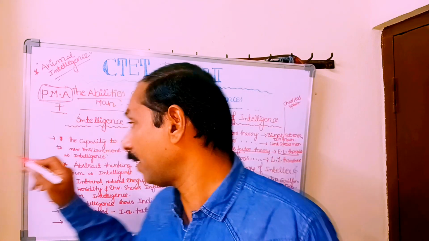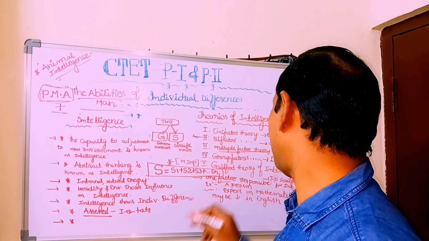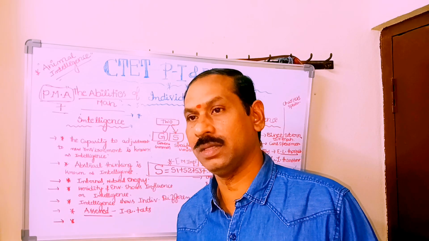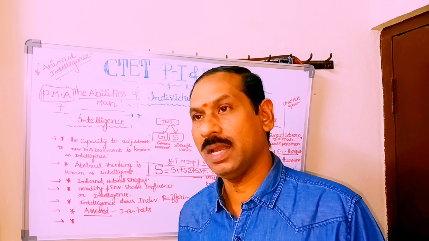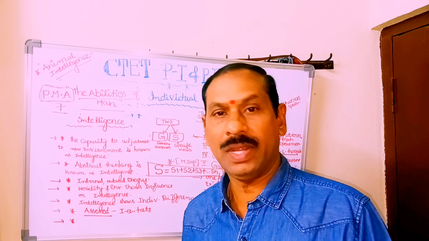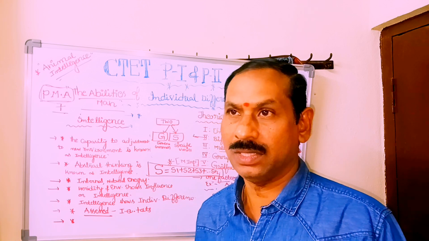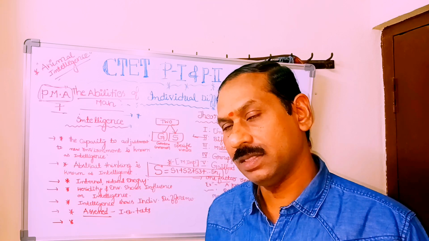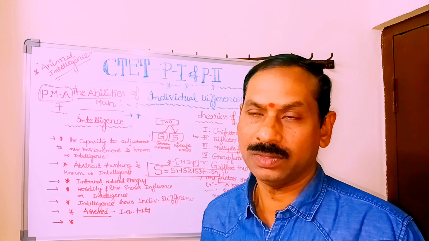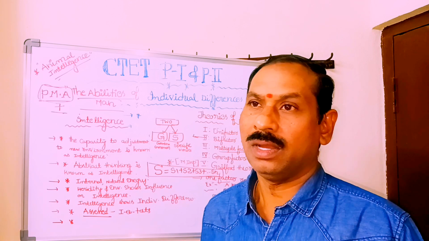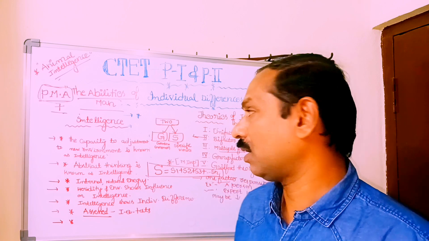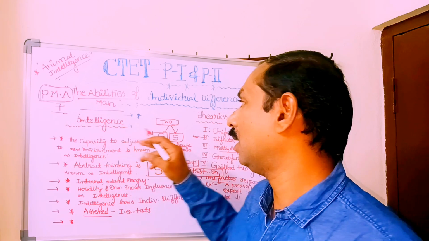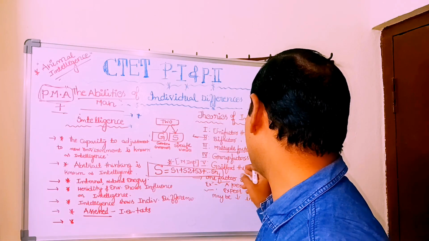So according to the group factor theory of intelligence of L.L. Thurstone, not only a single factor, not only a dual factor, but some primary mental abilities are very important for human intelligence, that is reasoning, spatial reasoning, deductive thinking, inductive thinking, logical thinking, etc. These are the very important factors responsible for human intelligence in the group factor theory.